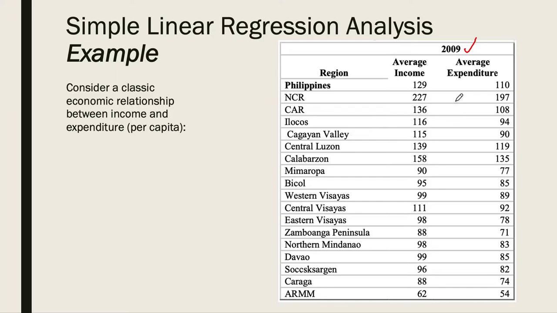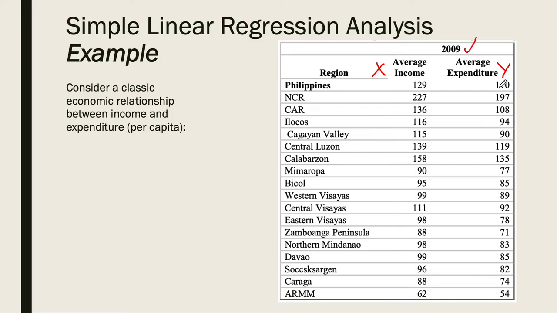What we're going to do is plot them all. We'll put the average income as our independent variable, and the expenditure will be our dependent variable. Whatever our x, the income, is, our expenditure depends on that.